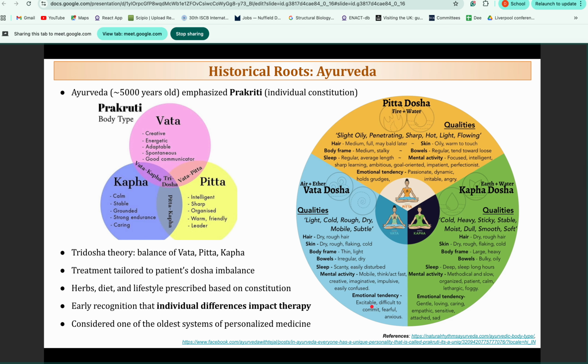But what I want to tell you from this slide is that these three doshas are three different characteristics, which tell the characteristics of a person. In that way, each individual has different characteristics, and similarly different drugs or medications can be given to them based on their body type. So this is one such type of personalized therapy.